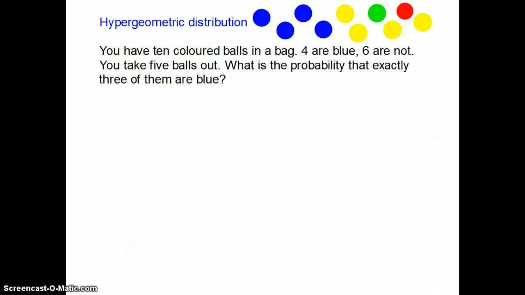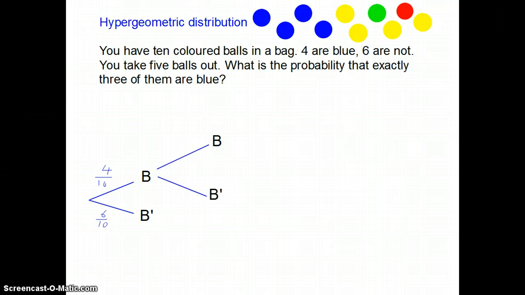So let's start with saying, okay, we take one ball out and it is either blue or it's not blue. Now the chance of it being blue is 4 in 10, because we have 4 blue and 10 in total. Not blue would be 6 in 10. Then the next one could be blue or not blue. That would be now 3 out of 9, because there's only 9 to choose from. We've already had one blue one, so there's only 3 successful ones left. And then 6 out of 9 for the not blue.